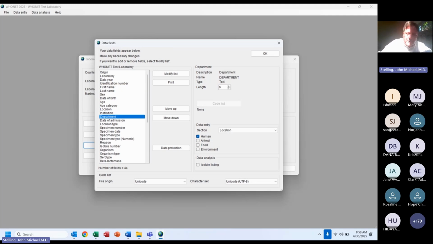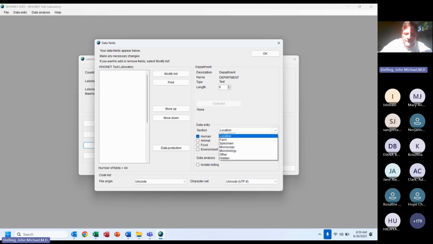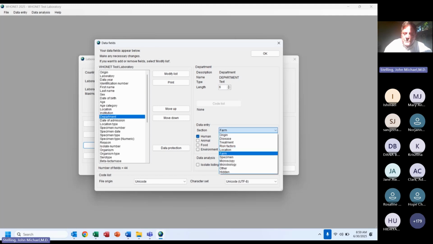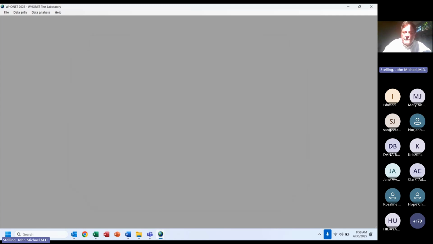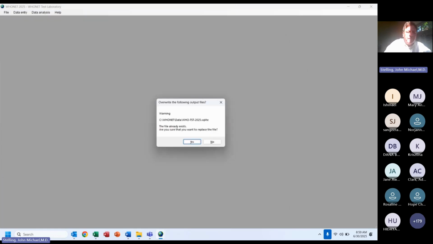department, this is a location question. It says that here, location. But it can be a farm question, a treatment question, an origin. Origin means human, animal, food, environment. Microbiology question. So yes, the data entry screen can be configured.